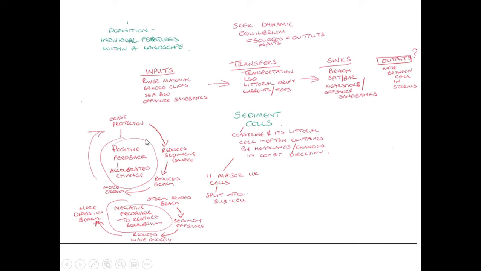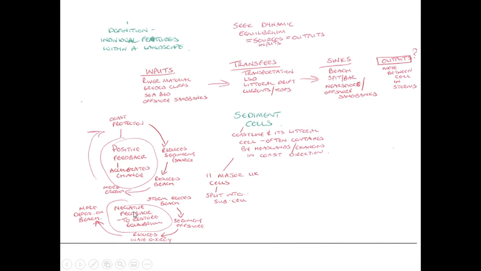For example, if you put coastal protection in one place, it may reduce the sediment flowing, the source, lower down the coastline. This reduces the beach size or the sink, which will lead to more wave energy reaching the coast and the cliffs, which will lead to more erosion, which may need more coastal protection, and so this accelerates change.